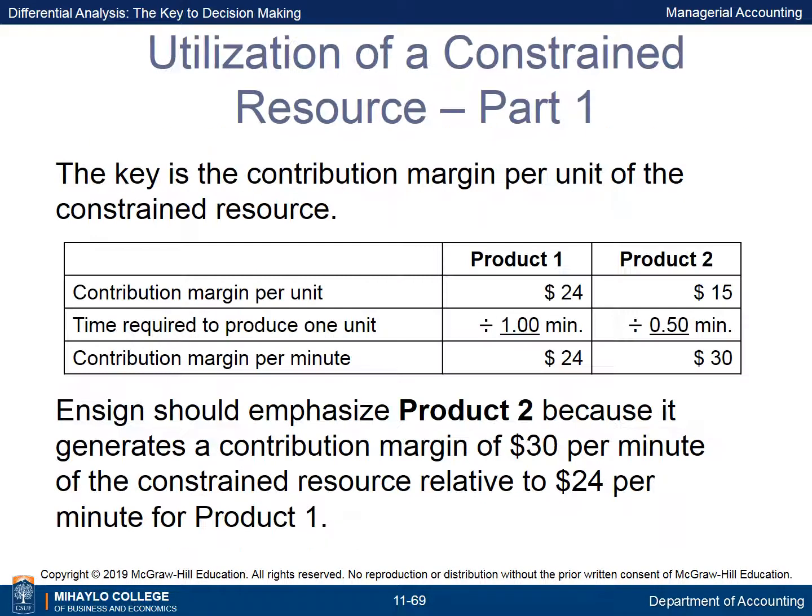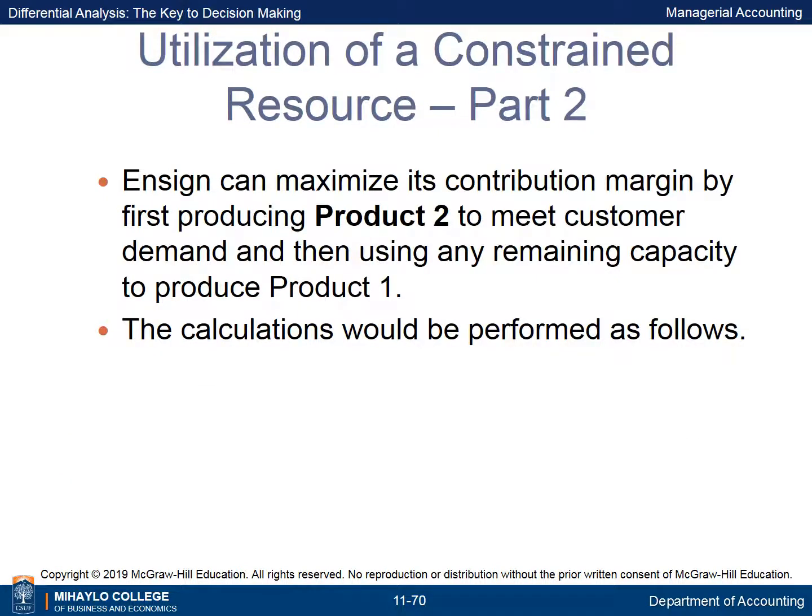The key is the contribution margin per unit of the constrained resource. Ensign should emphasize Product 2 because it generates a contribution margin of $30 per minute of the constrained resource relative to $24 per minute for Product 1. Ensign can maximize its contribution margin by first producing Product 2 to meet customer demand and then using any remaining capacity to produce Product 1.